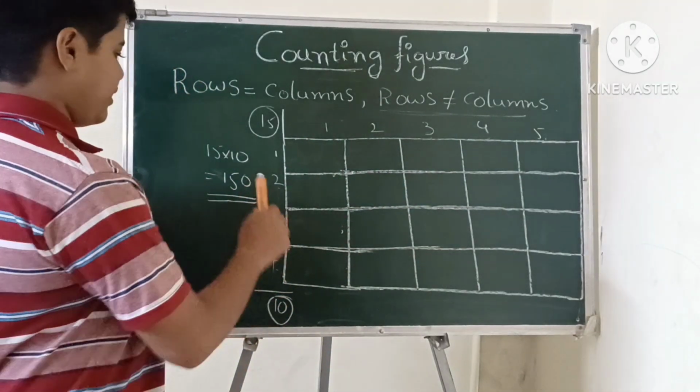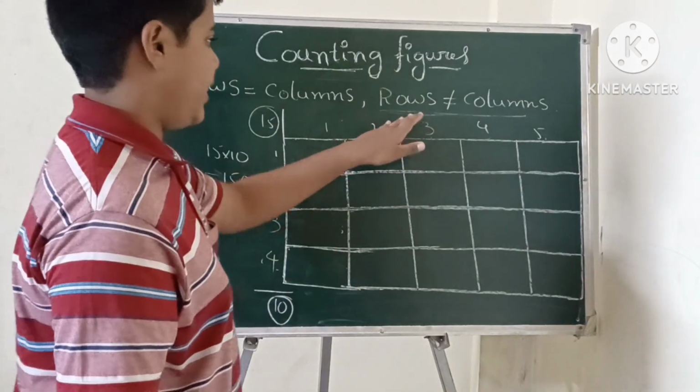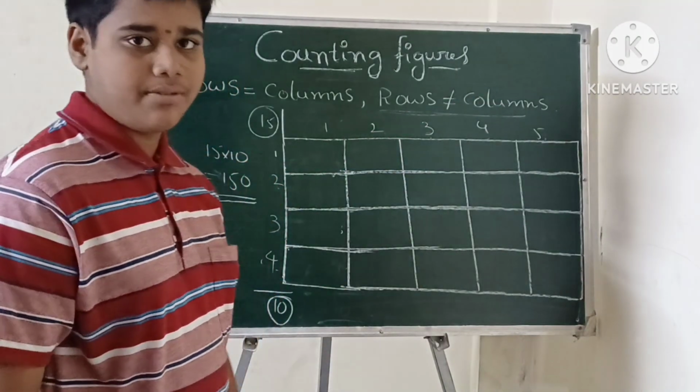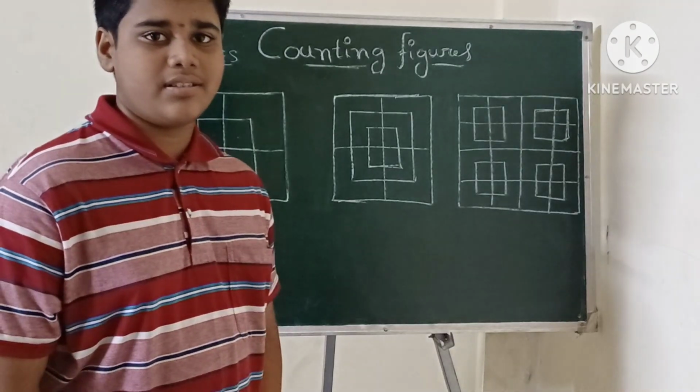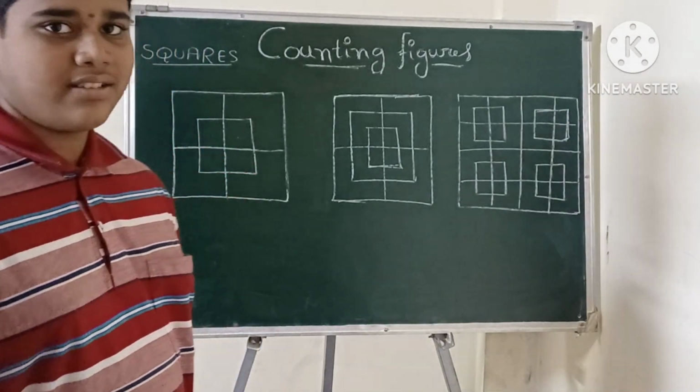Okay. So like this we can do when rows are not equal to columns. We already saw the basics of squares and rectangles.